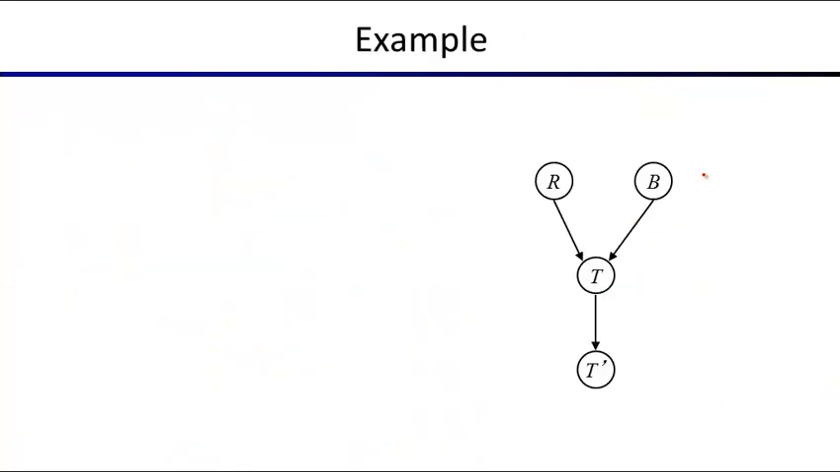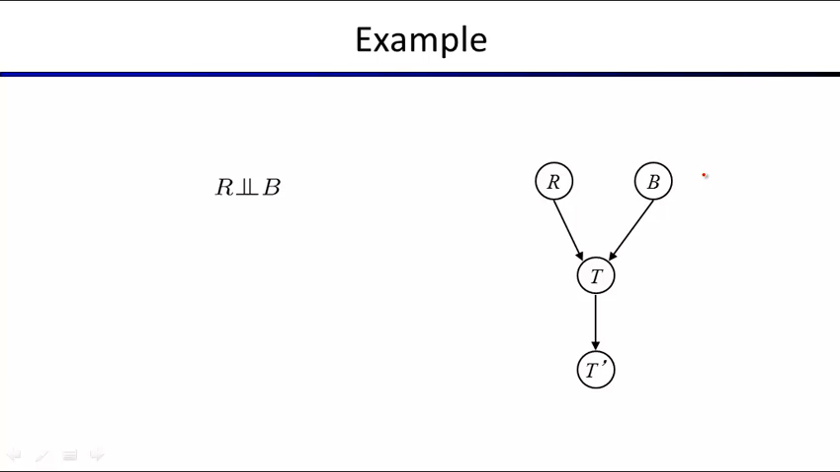Okay, let's do some examples. Is R independent of B? Is R guaranteed to be independent of B, given just the graph, not the CPT entries? Somebody said yes. Let's verify this.